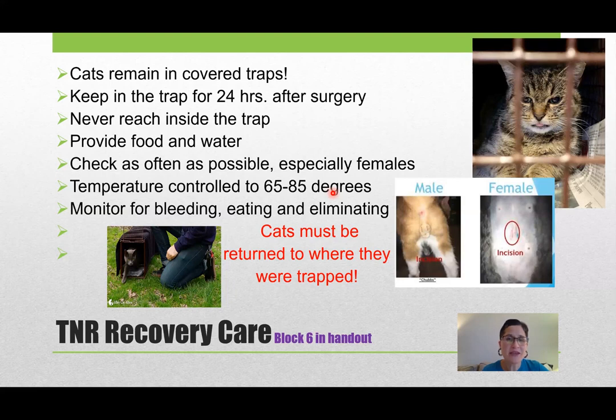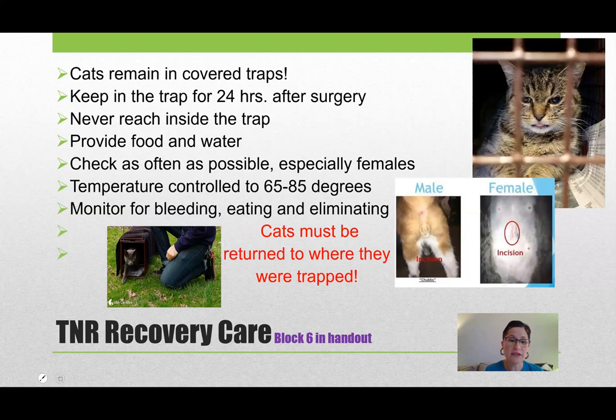If the cat does end up making a huge mess, do not feel tempted to reach in there and clean. Keep the trap closed. Clean what you can around the trap, but don't put yourself in a situation where you can get bit or scratched. So once the cats are back, 24 hours has passed, and you notice there's no bleeding and the cat's fine, the cats do have to be returned to where they were trapped.